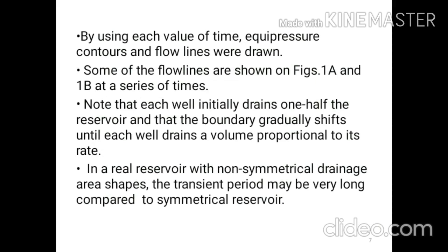The time required in this case to reach semi-steady state, where each well drains a volume proportional to its rate, is kt/(φμct A) equal to 0.7. In other words, for well 1 it is equal to 2, and for well 2, kt/(φμct A) is equal to 1. It means the time required to reach semi-steady state. Okay, then we move to the fourth point.